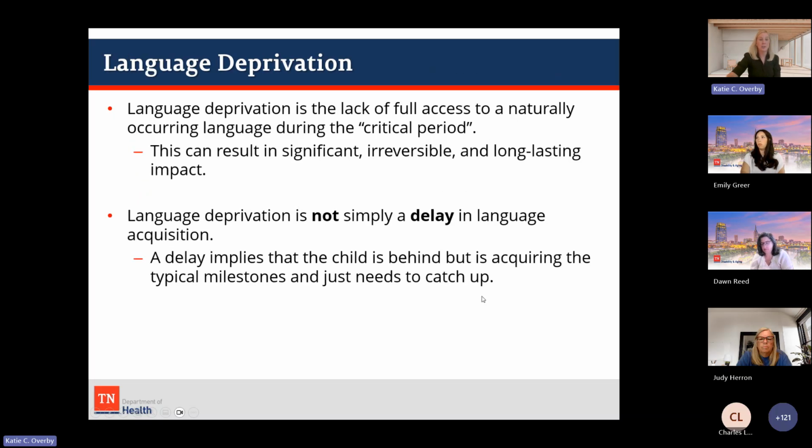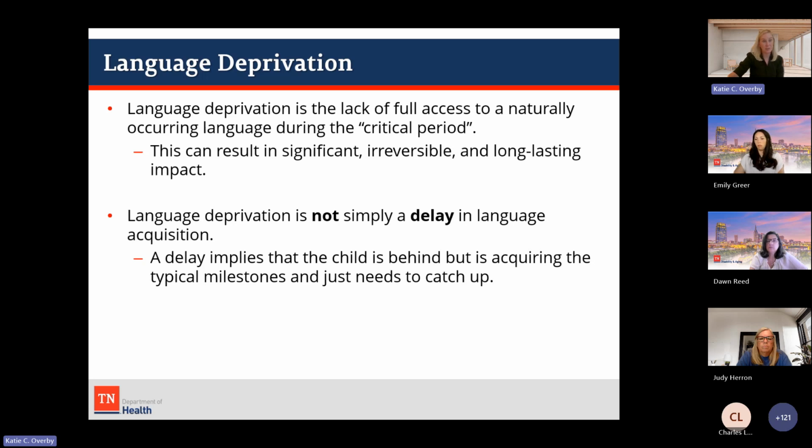What happens when we don't give kids language, or when we don't identify kids, when we miss that, or when we miss the 1-3-6? We can end up with a child who is language deprived. Language deprivation is not a language delay. Language deprivation is that they lacked the access. They didn't have access to the language.